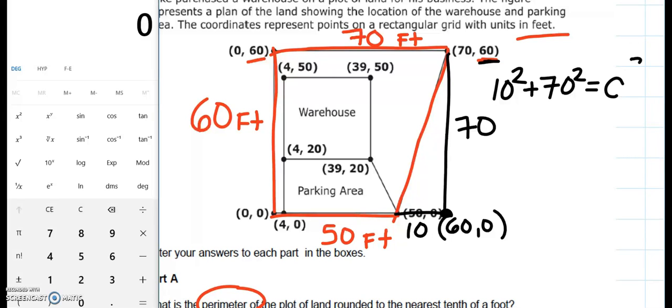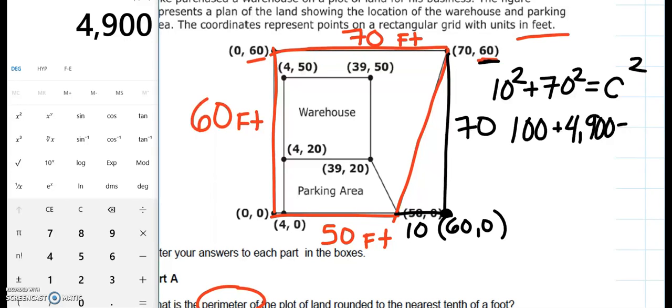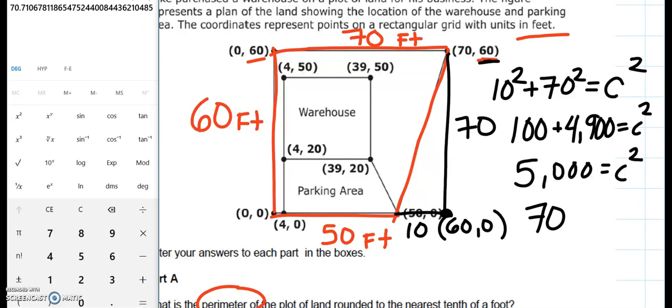c squared. In my calculator, I can do 10 squared, which would be 100. 70 squared, I don't know what that is, so I'm going to put that in. 70 squared, 4,900, equals c squared. Add them together. Now I have 5,000, which is c squared. And to get c, I'm going to square root. Square root button, here it is. So it's 70.71. It's set to the nearest tenth, so I'm going to call this 70.7, because that's the only one I'm going to be rounding, equals c.